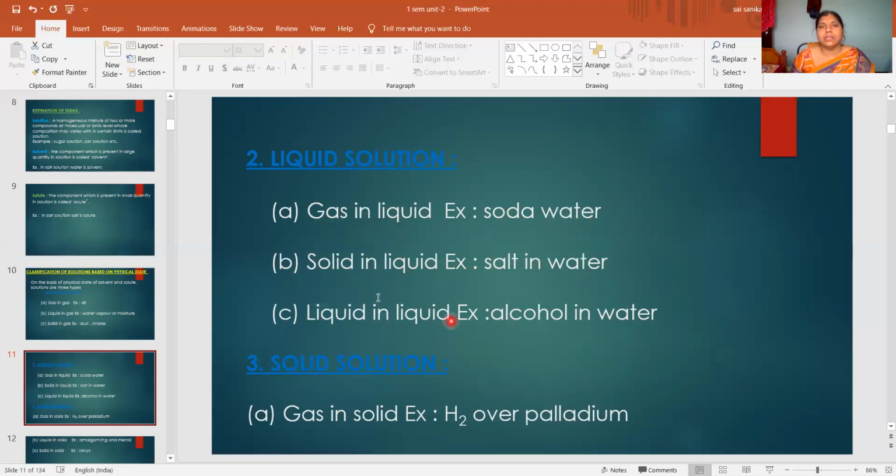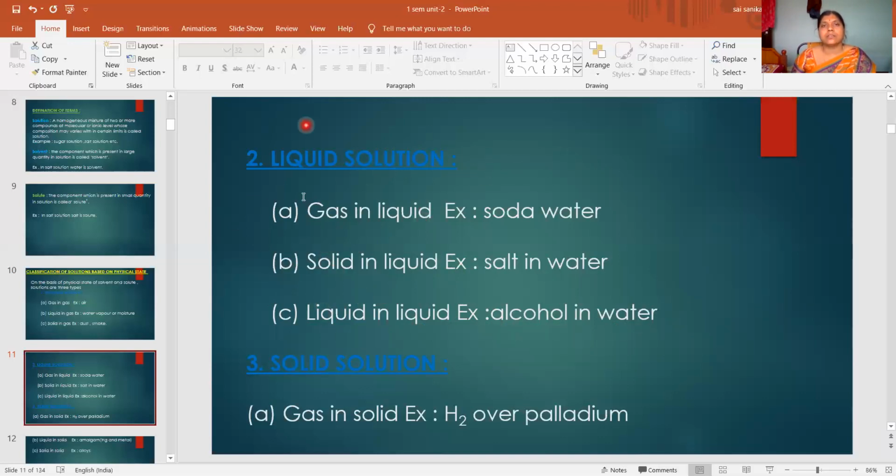Then liquid in liquid. So here both are liquids. Solute is liquid and solvent is liquid. Example, alcohol in water. Alcohol also a liquid and water is also a liquid. So these are the liquid solutions. So what is liquid solution? The solution in which liquid is solvent always and solute may be gas or solid or liquid.